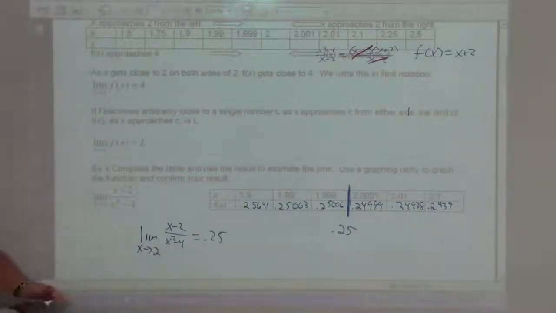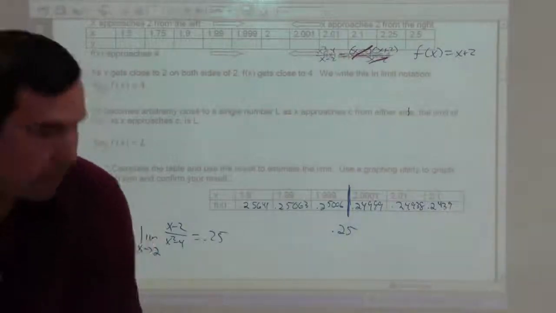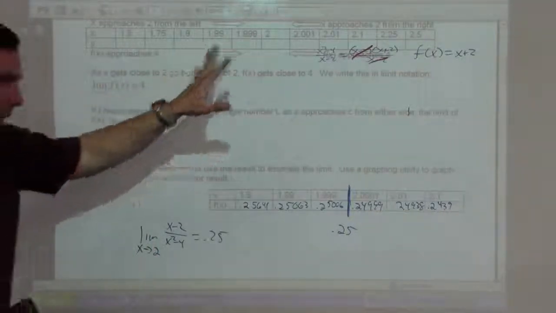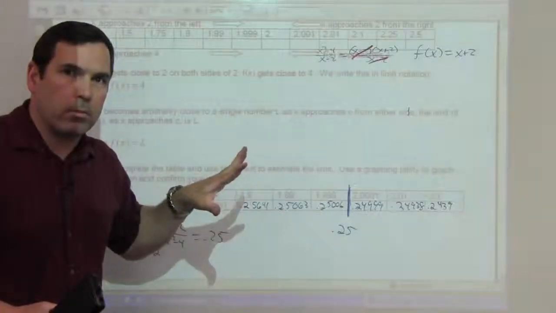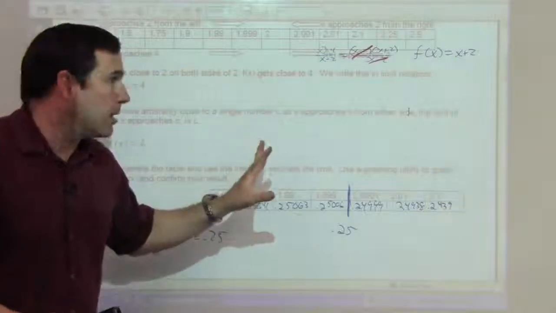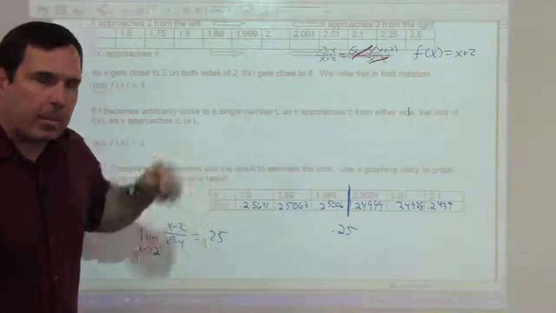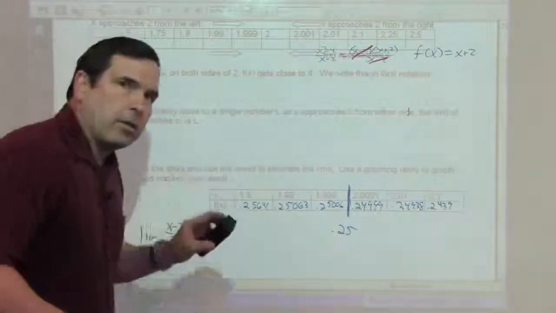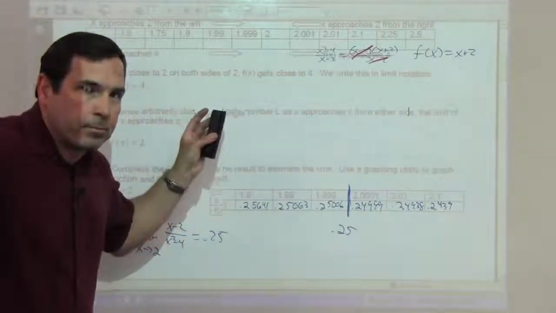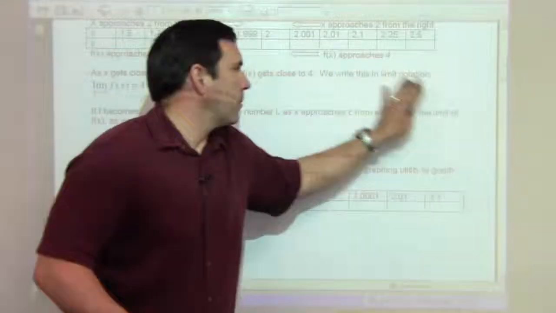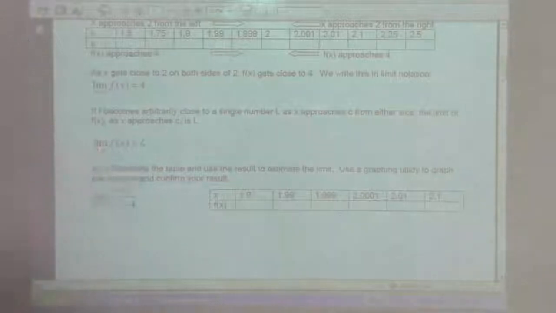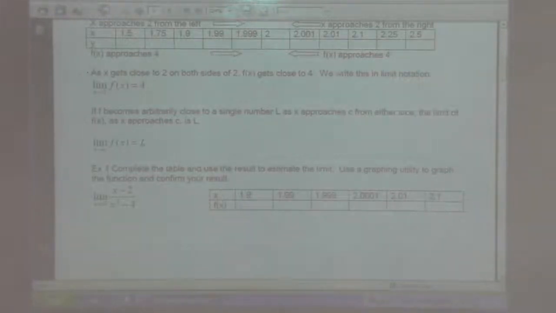We can graph that as well. Would you like to see that graphed? I need to erase the board, so if you want to save any notes, you can always click pause, write stuff down, and then hit play again. So click pause now, and I'm going to erase. If we want to see this graphed, this is x minus 2 over x squared minus 4.